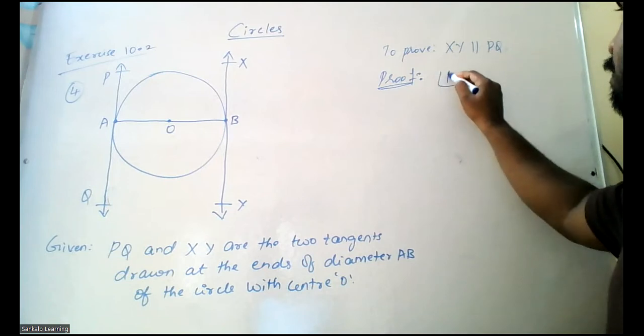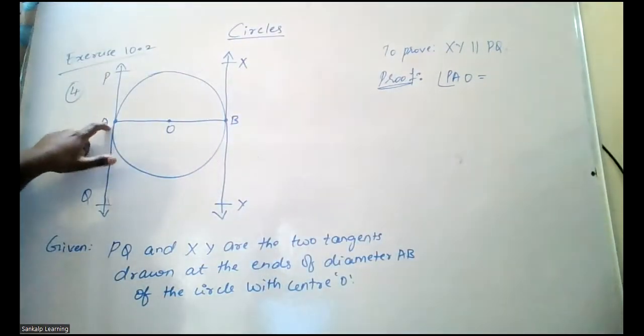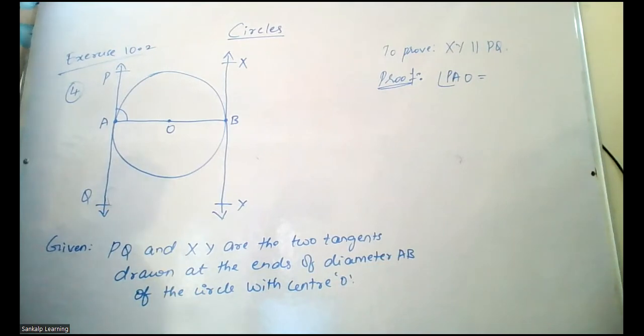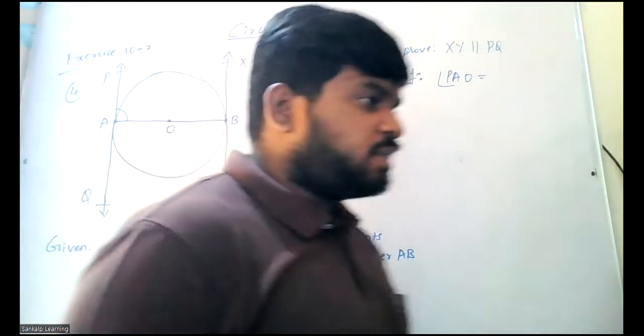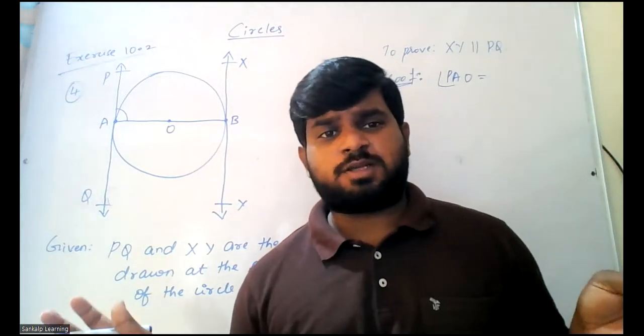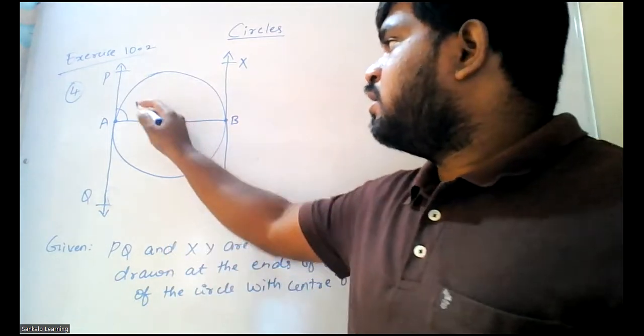Now, angle PAO is equal to how much? Angle PAO, this angle is equal to how much? Think about it. Very simple. We have got only two properties. We have to use only those two properties. One property is the angle between the tangent and the radius. How much is it? 90. It is 90 degrees.